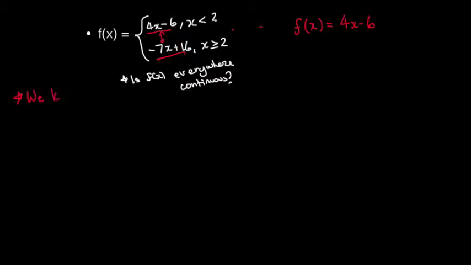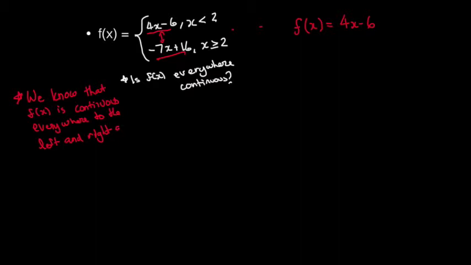So let's just write that out. We know that f of x is continuous everywhere to the left and right of x equals 2. And how do we know this? Because the two functions are linear.